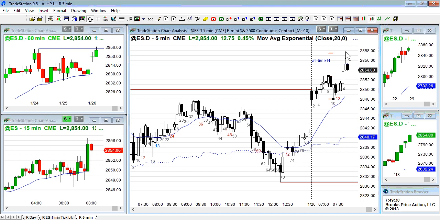Possible measured move target, room to go. A ledge is always part of a tight trading range, and a tight trading range is always a magnet, and that's why even if you get a strong breakout, the market usually has to pull back into the top of the range by at least 1 tick.